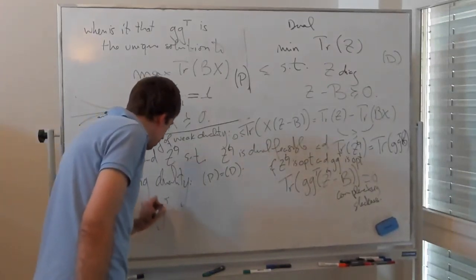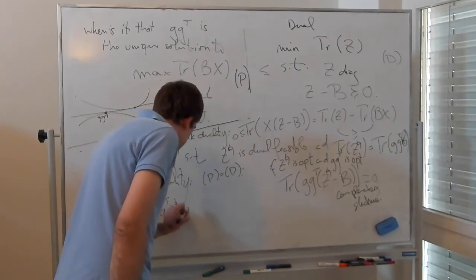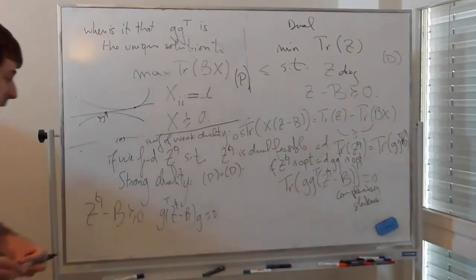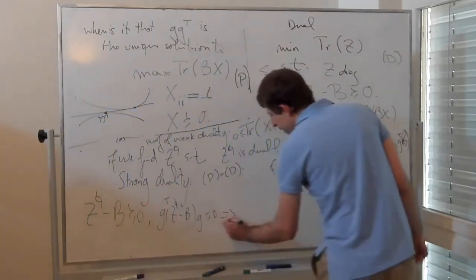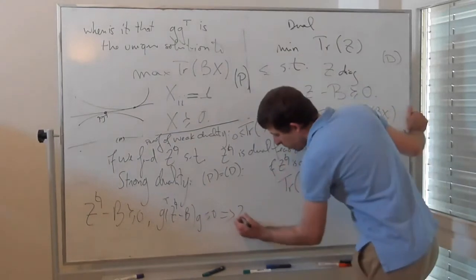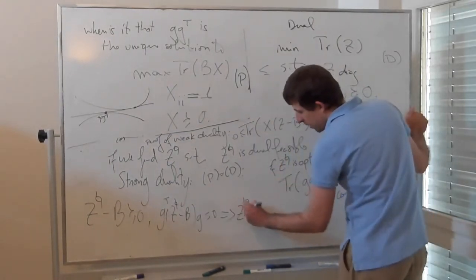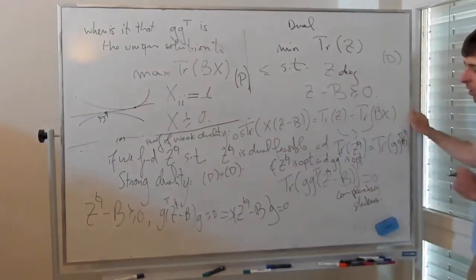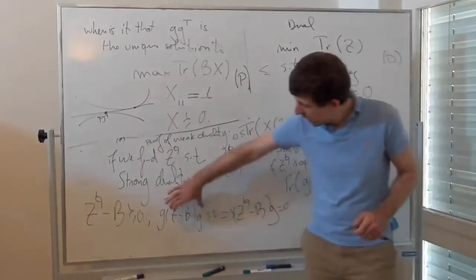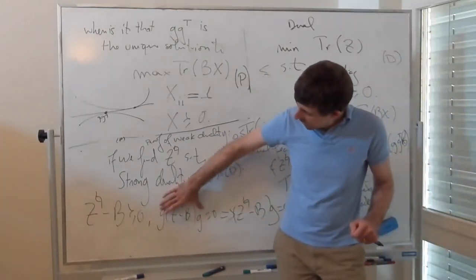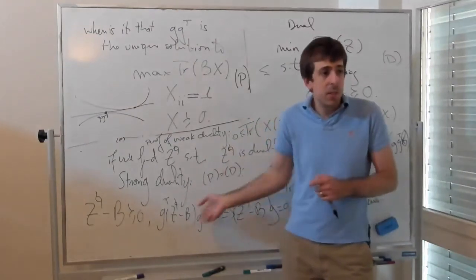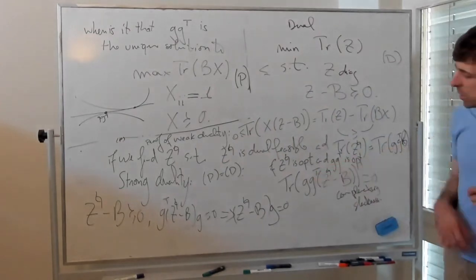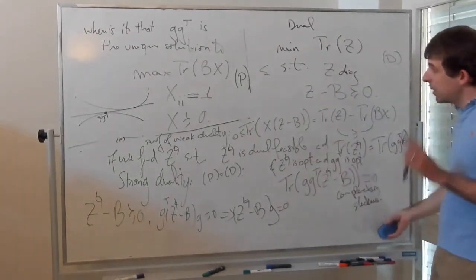And we know that G transpose (Z natural minus B) G is 0, right? Because that's what that constraint tells us. This means that this needs to be 0 even before I hit G transpose on the other side. G actually needs to be in the kernel of Z natural minus B, because if we have a positive semi-definite matrix and G transpose times Z times G is 0, then G is an eigenvector with eigenvalue 0.